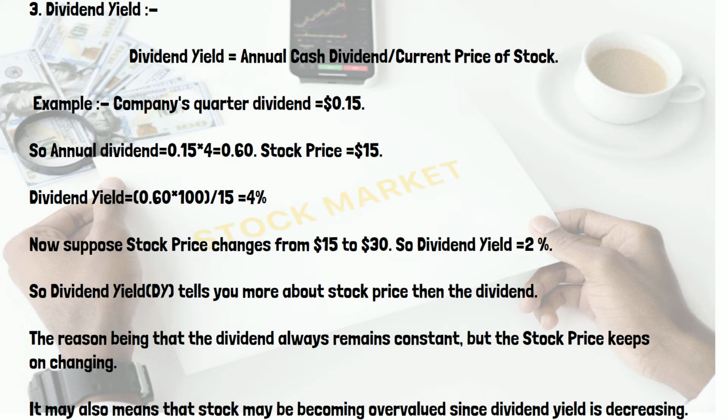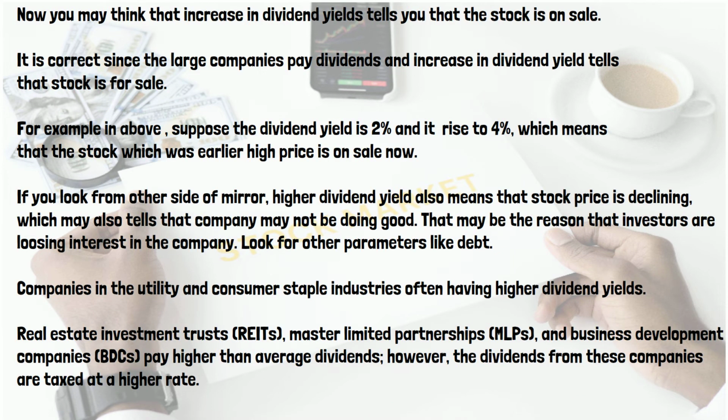So dividend yield tells you more about the stock price than the dividend. The reason being that the dividend always remains constant, but the stock price keeps on changing. It may also mean that the stock is becoming overvalued, since the dividend yield is decreasing. Now you may think that an increase in dividend yield tells you that the stock is on sale. It is correct, since large companies pay dividends, and an increase in dividend yield tells that the stock is for sale. For example, suppose the dividend yield is 2%, and it increased to 4%. Which means that the stock which was earlier high priced is on sale now.